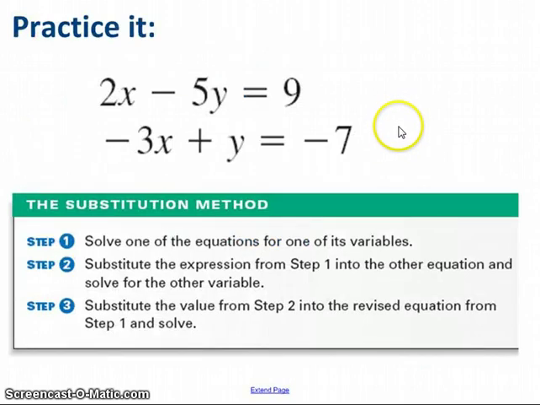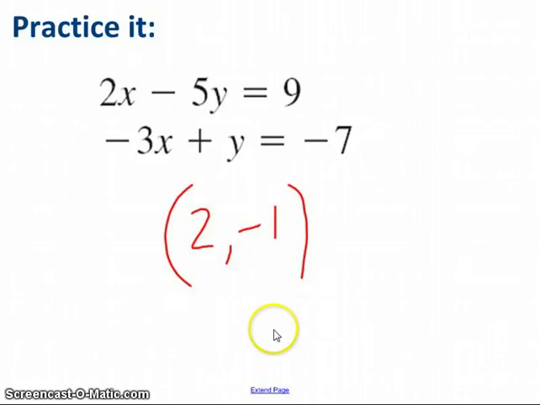So go ahead and practice this. Here is one for you to work with. Hit the pause button. Here are the steps in front of you. When you come back, I'll show you the right answer. Okay, I'm going to assume that you did that. I'm just going to jump right to the answer, which is 2, negative 1.